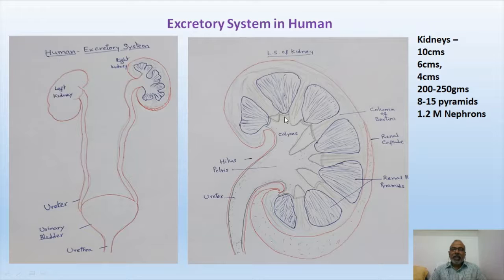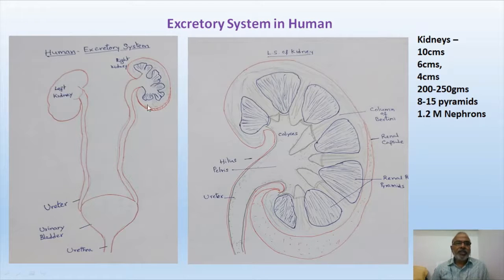The calyx which is small is called a minor calyx. Minor calyces open into a very big funnel-like structure called a major calyx. The major calyces, 1, 2, 3 like that, open into a very wide space that is called the pelvis. The pelvis comes out through a very big aperture of the kidney known as the hilum or hilus, in the form of a duct. That duct is known as the ureter.